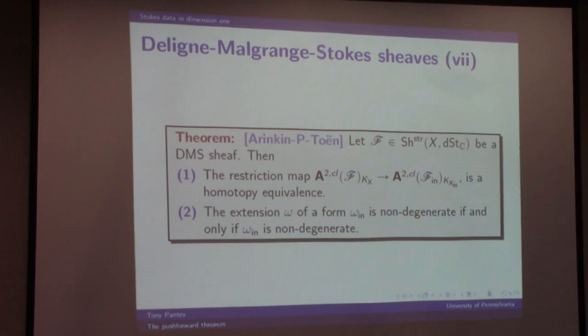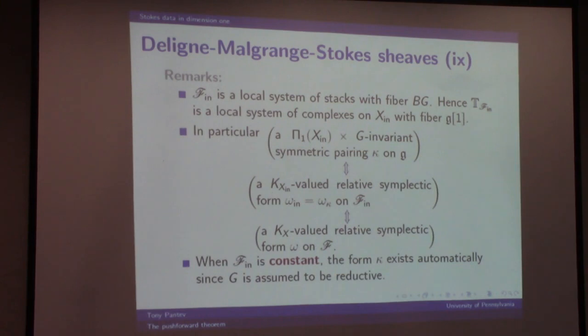Okay, so here is the theorem. If you have such a sheaf, then the restriction map from the closed two forms with values in the de-idealizing sheaf for this stratified space to the closed two forms with values in the de-idealizing sheaf on the inner stratum, just on the blue guy, it's a homotopy equivalence. So choosing a relative closed two form here is the same as choosing a relative closed two form on this locally constant or constant sheaf. And if you take a form on the interior and you extend it to a relative form on the whole thing, then non-degeneracy is preserved. If this guy is non-degenerate, then this guy is non-degenerate, and vice versa.